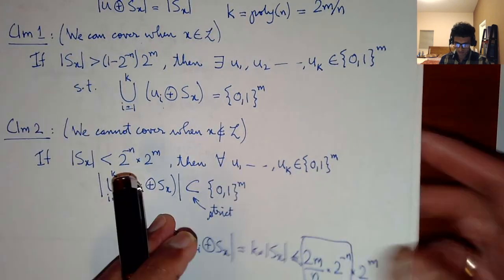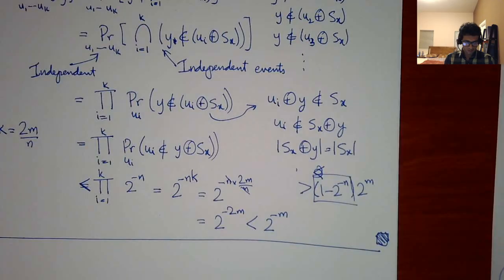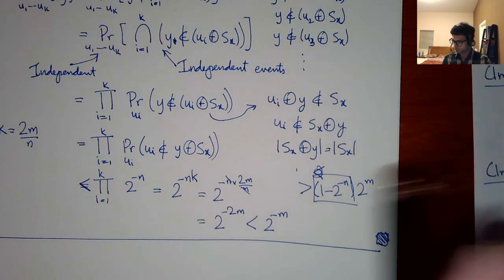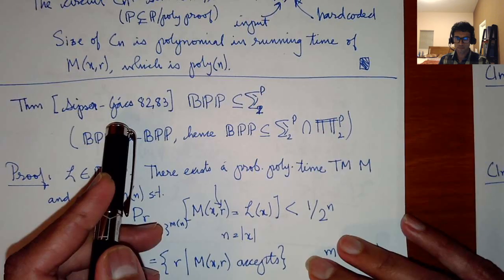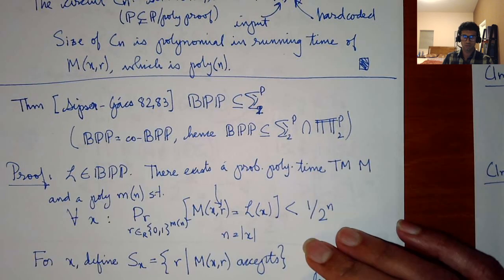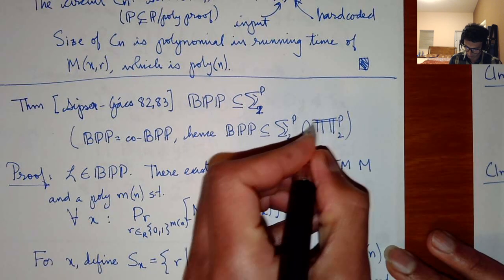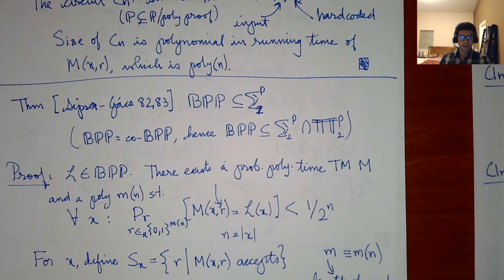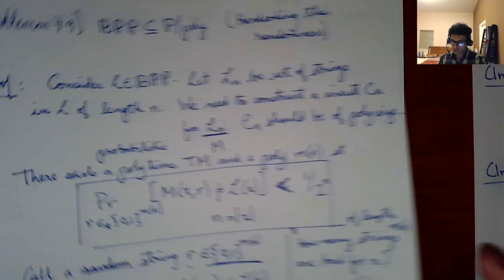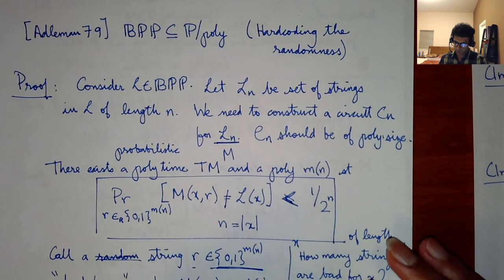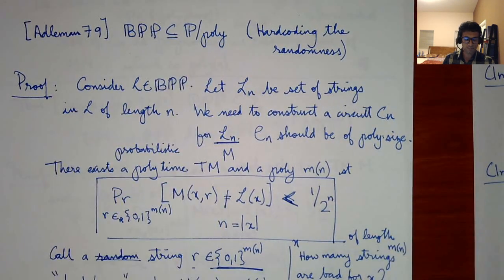Using claims 1 and 2, we get a proof of the Sipser-Gács theorem, which shows that BPP is in Sigma_2, or BPP is in Sigma_2 intersection Pi_2, showing that it's in the polynomial hierarchy. So we don't get NP, we get sort of one order more than NP. And of course, the first argument that we did was that BPP is in P/poly.